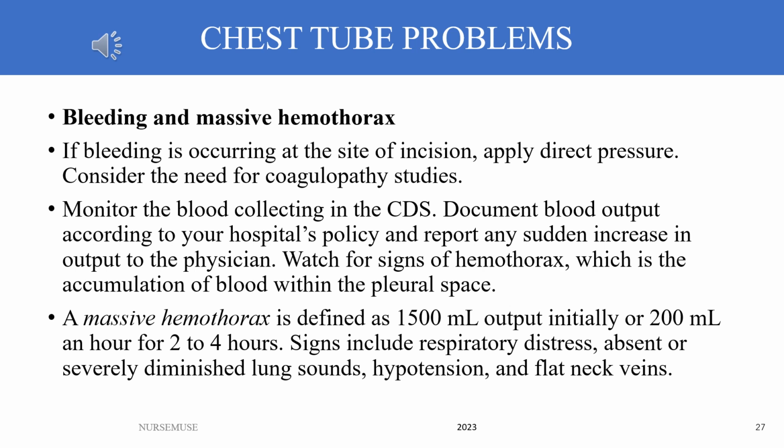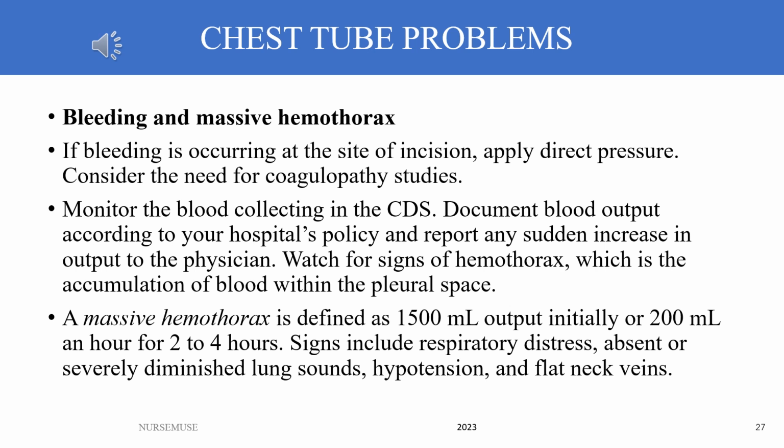Some more chest tube challenges: bleeding and massive hemothorax. If bleeding is occurring at the site of the incision, you're going to apply direct pressure. You're going to consider the need for blood studies, coagulation studies. You're going to monitor the blood collecting in the CDS chamber, document the blood output according to your hospital's policy, and report any sudden increase in output to a physician.